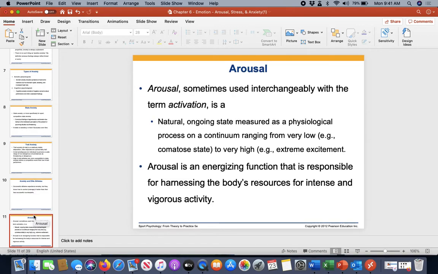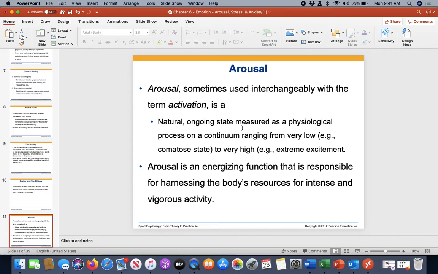Now, arousal. They say here that there's another term that works with it called activation. So what is it? A natural, ongoing state measured as a physiological process on a continuum ranging from really low to really high. So either comatose, where you have no reaction, or extremely excitable, where something is super exciting. Basically, arousal is the excitement that brews in a person that can spill out and cause you to have these intense moments.